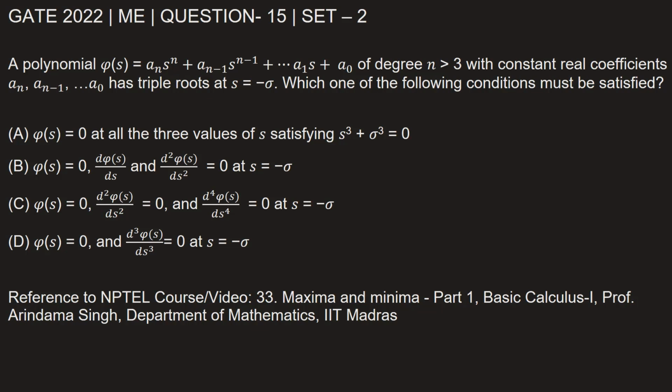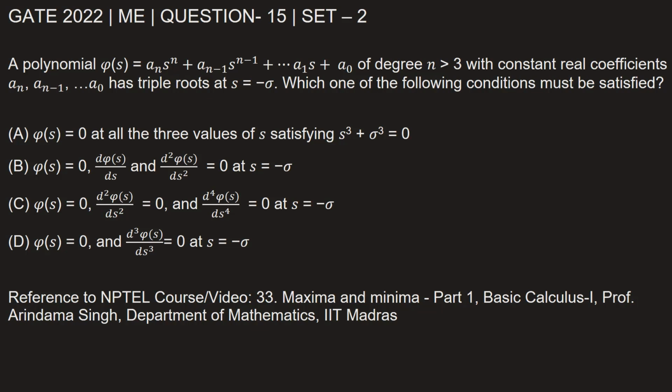This question is from GATE 2022 Mechanical Engineering paper, set 2, question number 15. A polynomial phi(s) equal to a_n s^n + a_(n-1) s^(n-1) + ... + a_1 s + a_0, of degree n greater than 3, with constant real coefficients a_n, a_(n-1), up to a_0, has triple roots at s equal to minus sigma. Which one of the following conditions must be satisfied?